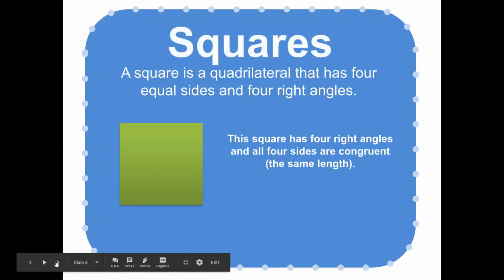Squares, for example, have four sides, so they're part of the quadrilaterals, but all sides are equal and all angles are equal. Specifically, all angles are right angles, meaning that they are 90 degrees.